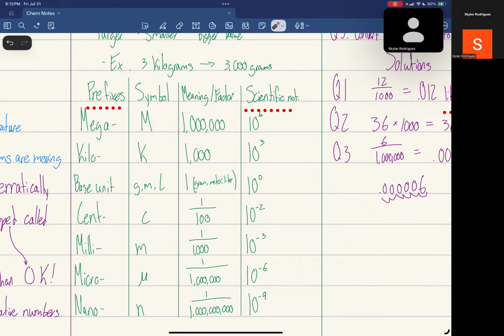Centi, which is C, is 1 divided by 100, and this could be represented as 10 to the negative 2 power. Milli, M, 1 over 1,000, 10 to the negative 3 power. Micro, which is the symbol mu, I believe, 1 over a million, which would be 10 to the negative 6 power. And then nano, represented by a lowercase n, 1 over a billion, which would be 10 to the negative 9 power.